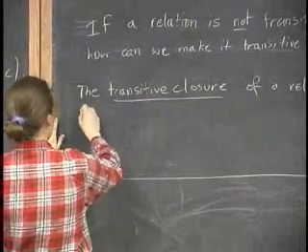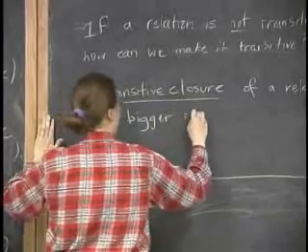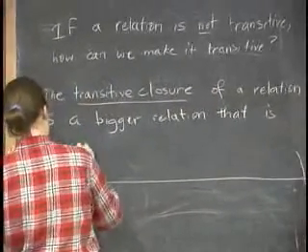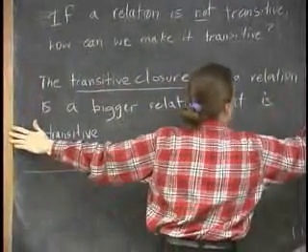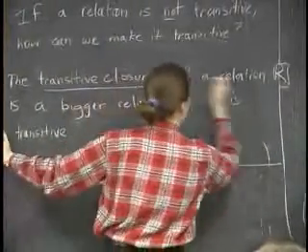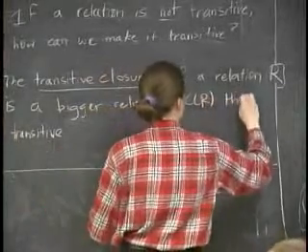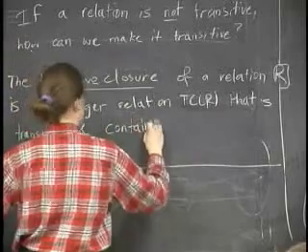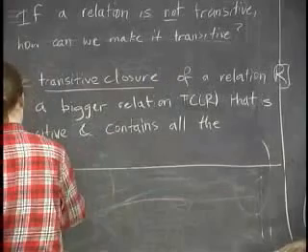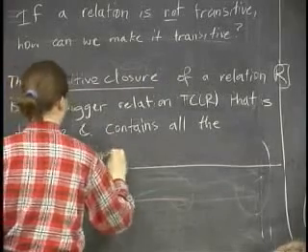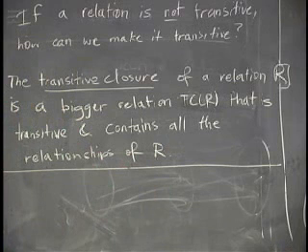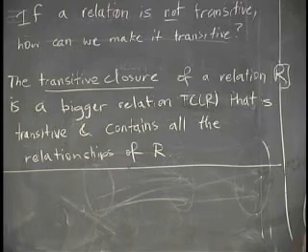So the transitive closure of a relation is a bigger relation that is transitive. Let's call this one R, and the bigger relation TC of R, that is transitive and contains all the relationships of R. So for is a parent of, it would be something like is an ancestor of? Yeah, something like that. Maybe just as an ancestor of. It contains all the relationships that were in your original R.